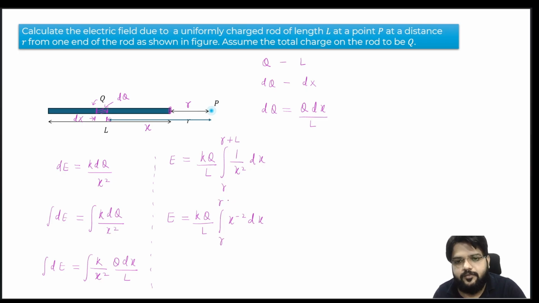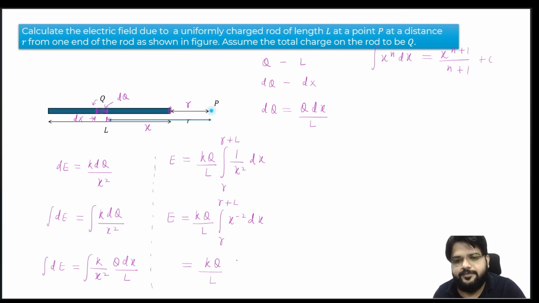Correct. So now the next thing is what, everyone? We know that the x power n integration formula is x power n plus 1 by n plus 1 plus a. Correct, this is the formula. So this formula we will use here. We have x power minus 2, so minus 2 plus 1 we can write here after the integration. So let's see what we will get here.